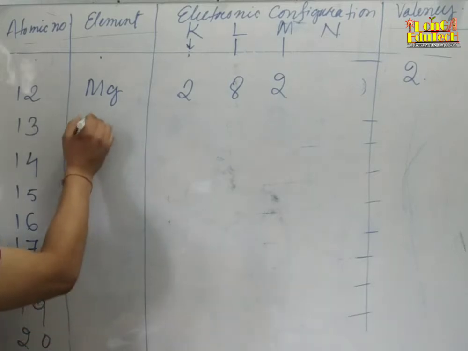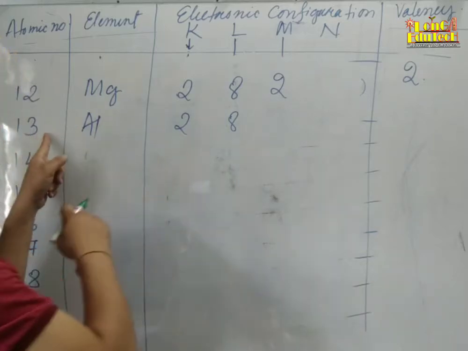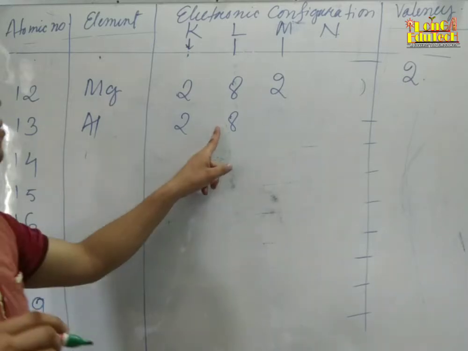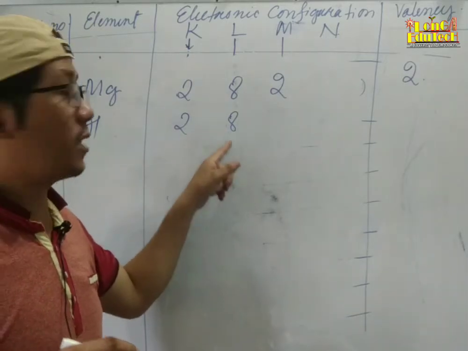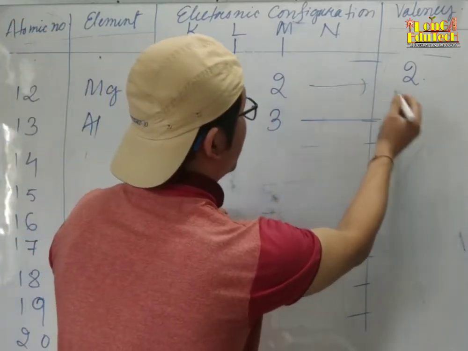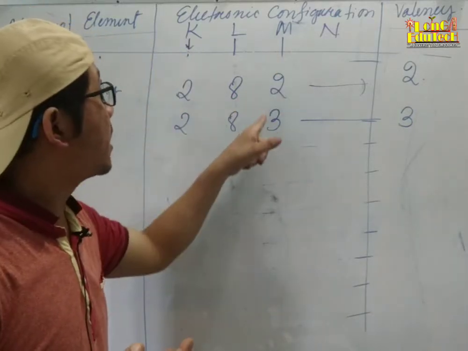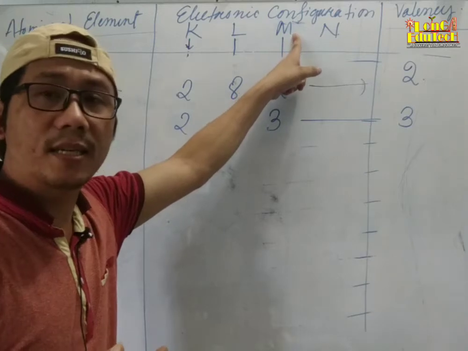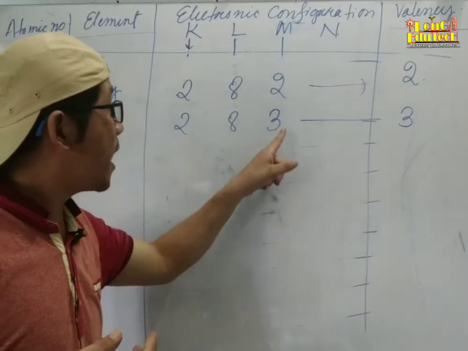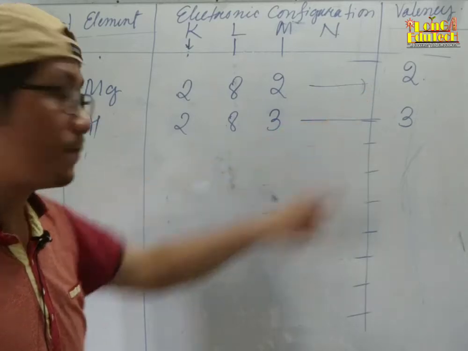Alright. And the next is aluminum. Aluminum also 2, 8. 2, 8 is already 10, then it has 13, right? So the L cell cannot take more than 8, it will take electrons only up to 8. Okay, so the remaining one will go here, then it's 3. Then it has 3, then its valency also will be 3. Alright, so the last cell is called the valence cell. Last cell is called the valence cell, and we will check how many electrons are there. If it has 3 valence electrons, then its valency is 3. If it has 2, valency is 2.